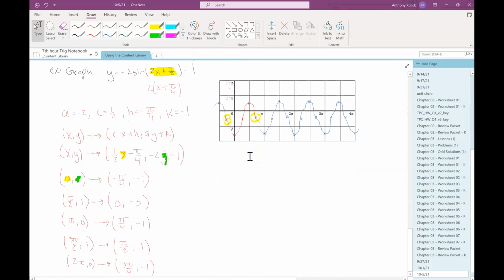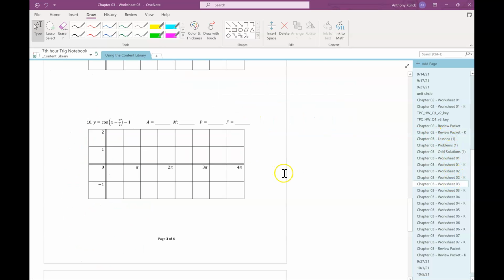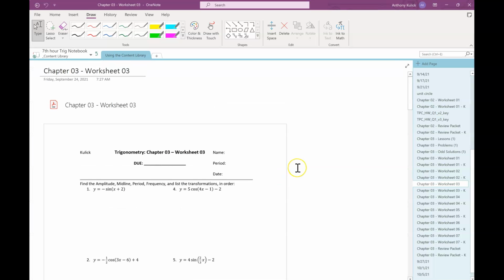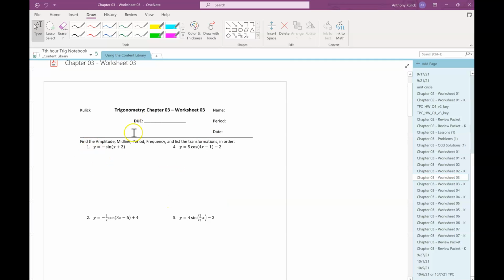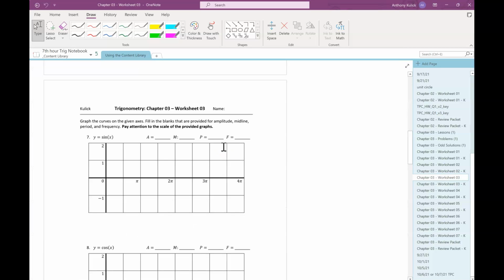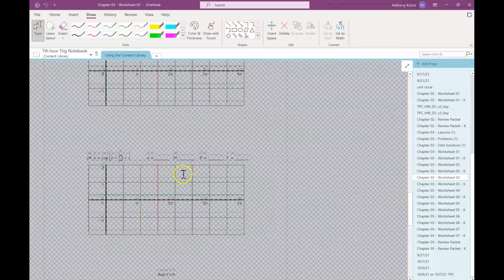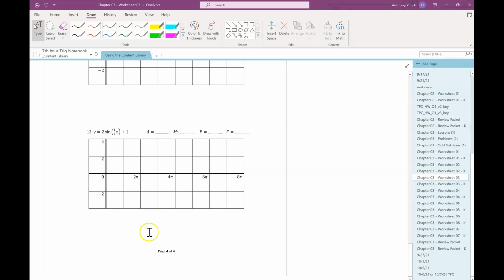Does anybody have any questions about this before we move forward? Okay. So this means that you guys should be able to do worksheet 3 now. The beginning part of worksheet 3 asks you to find amplitude, midline, period, and frequency, and then do the transformations again like you did on the previous sheet. And then do some of these graphing problems. I have a couple of them set up here for you. Sound okay?